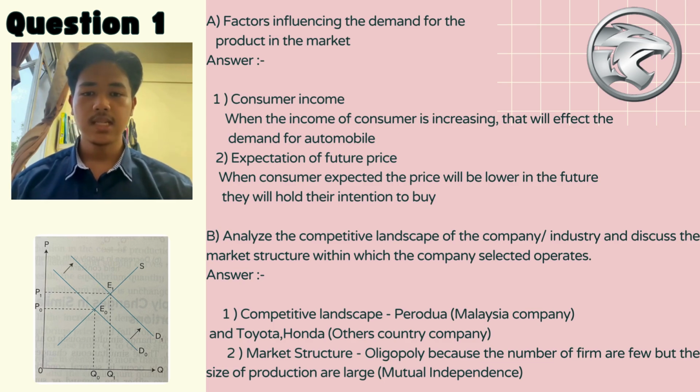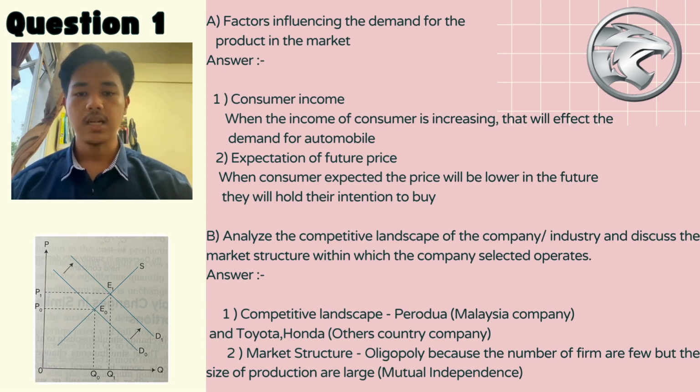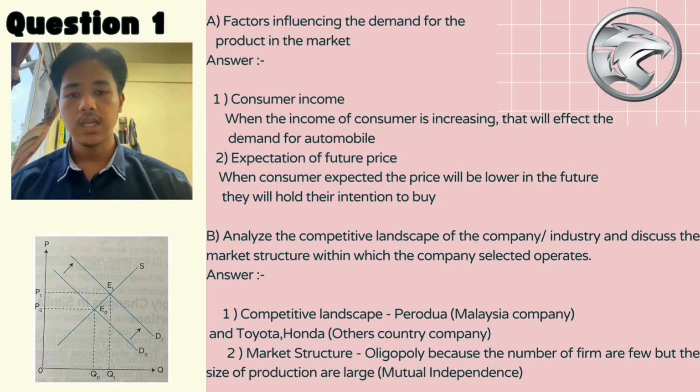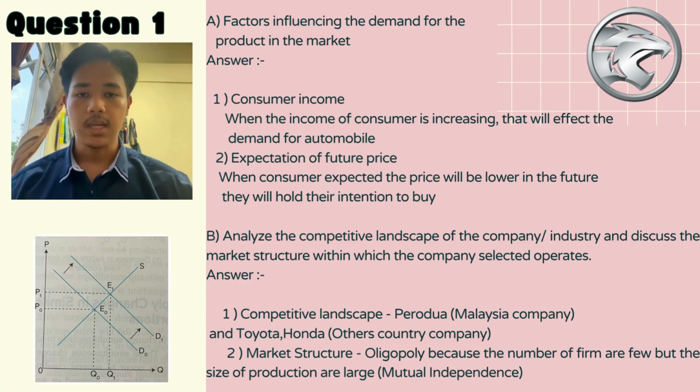Question B. Analyze the competitive landscape of the company or industry and discuss the market structure within which the selected company operates. The answer is competitive landscape. The variety of options a customer can choose rather than one product. Proton SDN BHD has a lot of rivals, which they need to compare with, either Malaysian automobile or import companies from other countries. For example, Proton is a Malaysian automobile company, and from other countries there are Honda and Toyota.